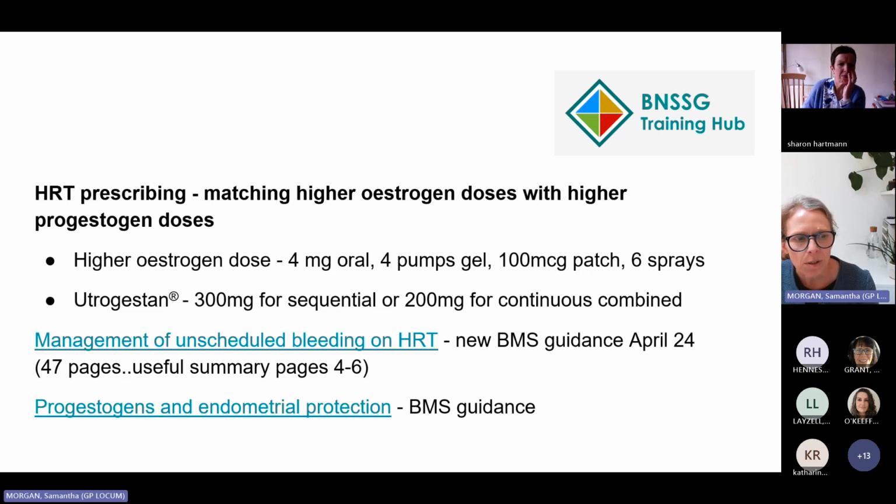The link there at the bottom, the progestogens and endometrial protection, again, is a useful resource and covers some more unusual situations, things like what you do after an endometrial ablation, what you do after a hysterectomy for endometriosis. So the less typical situations where you just think, oh gosh, I'm not quite sure here. That again is a really useful resource document to be aware of that can give you some guidance.